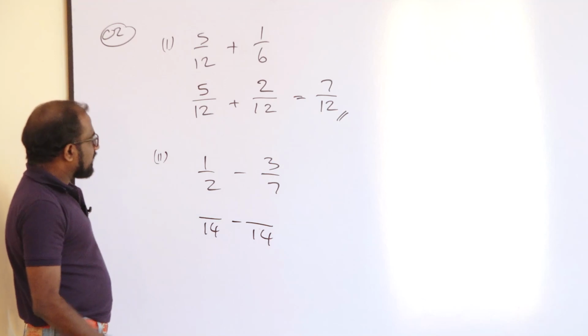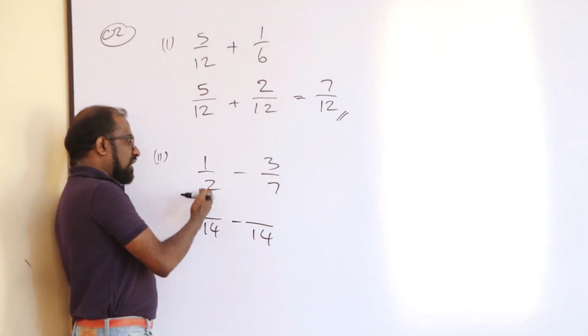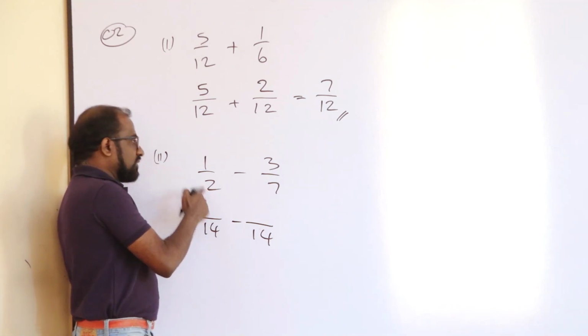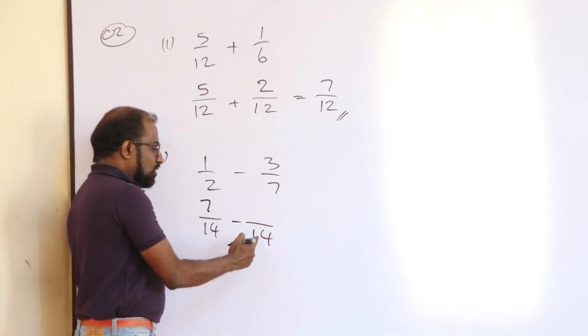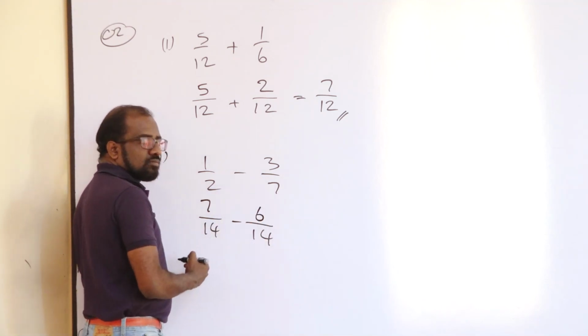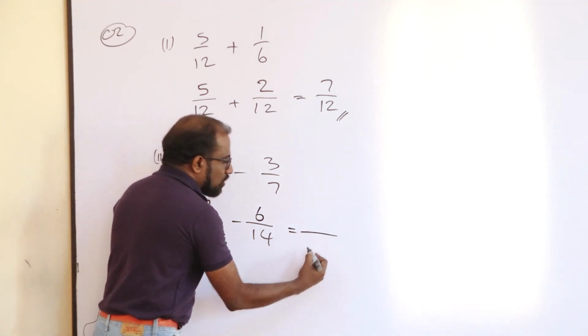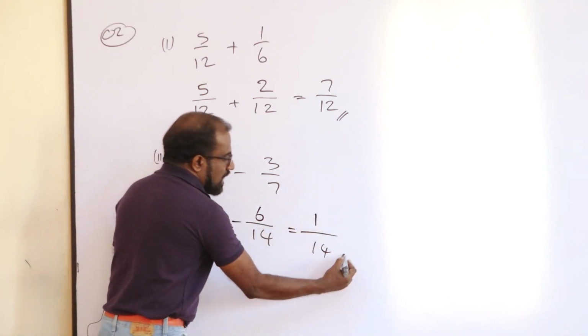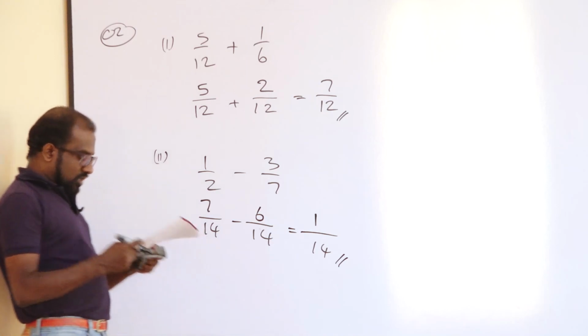Right? Then what was the second step again? Divide by denominator, multiply by numerator. 14 divided by 2 is 7. 7 times 1 is 7. 14 divided by 7 is 2. 2 times 3 is 6. Now you can subtract. Common denominator is 14. 7 minus 6. The answer is 1 over 14.